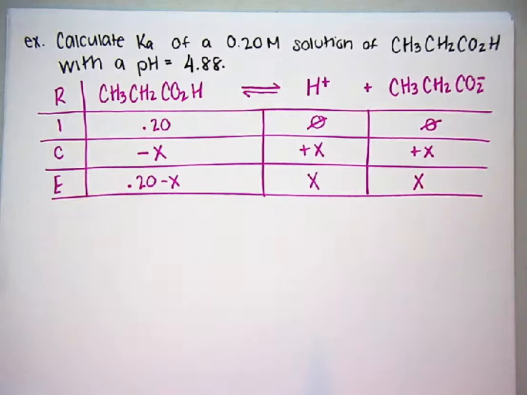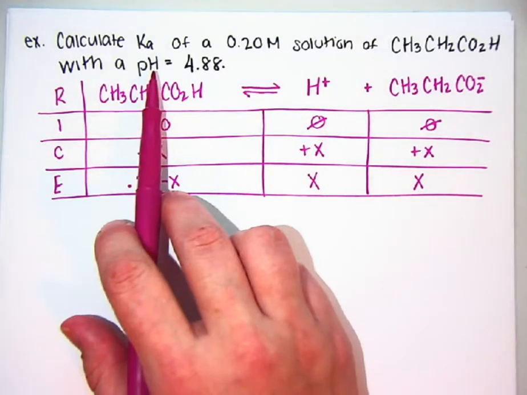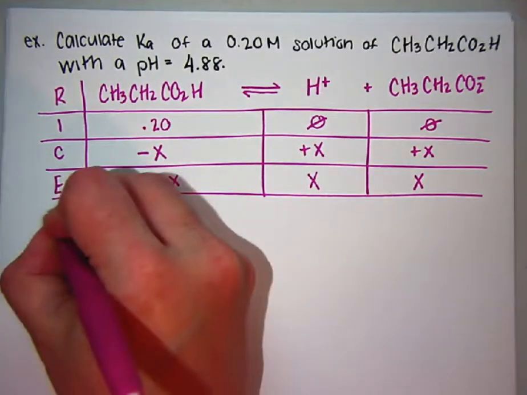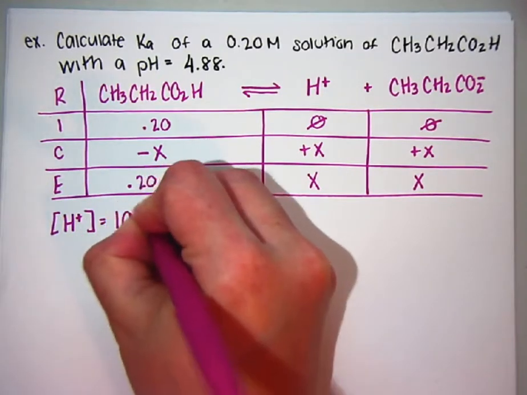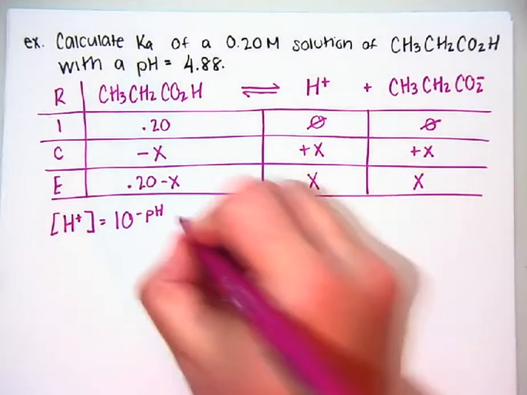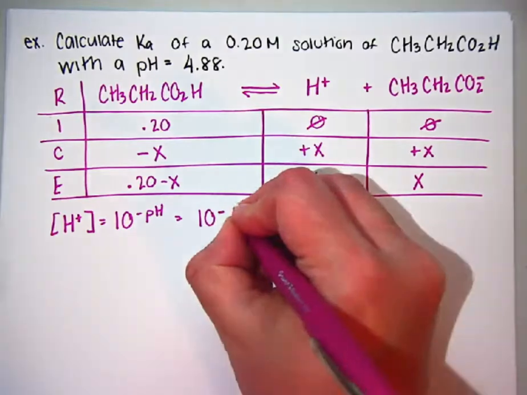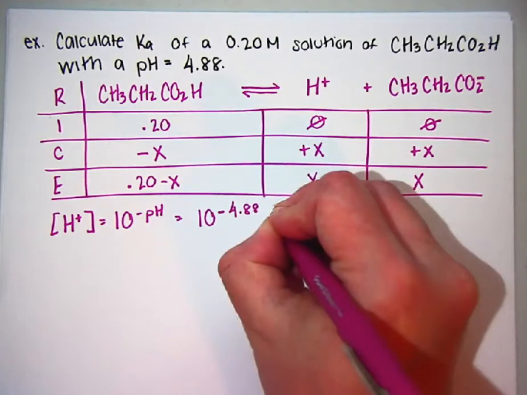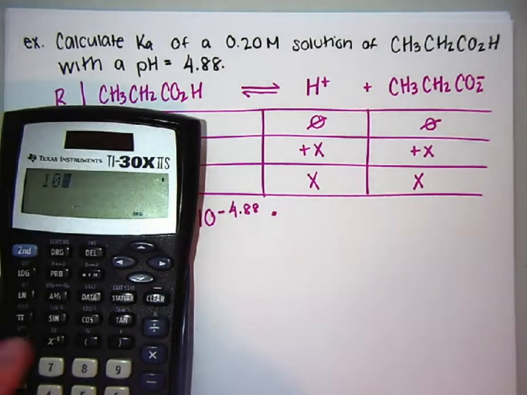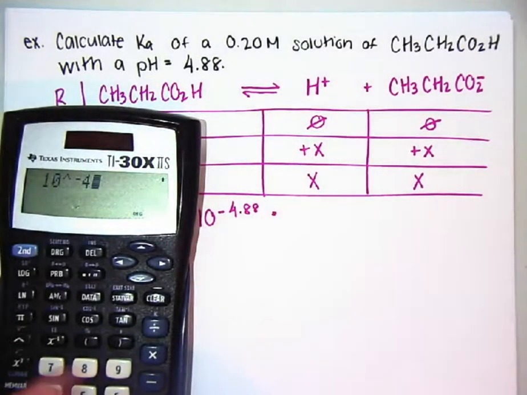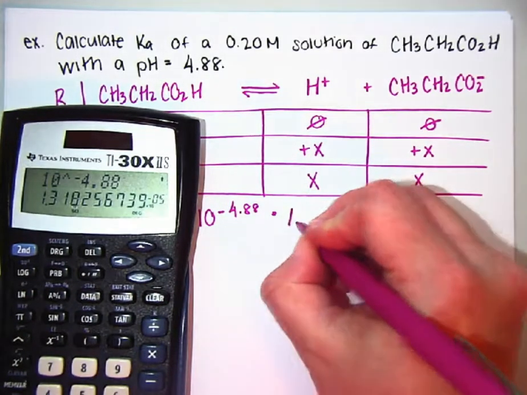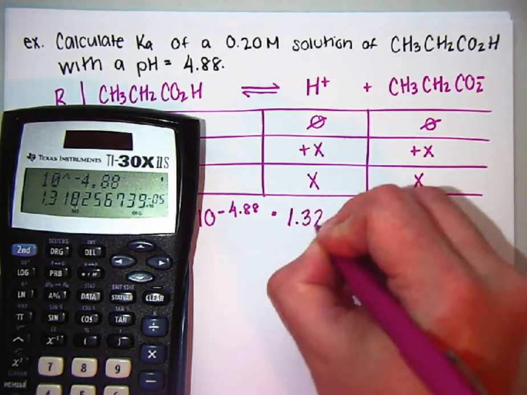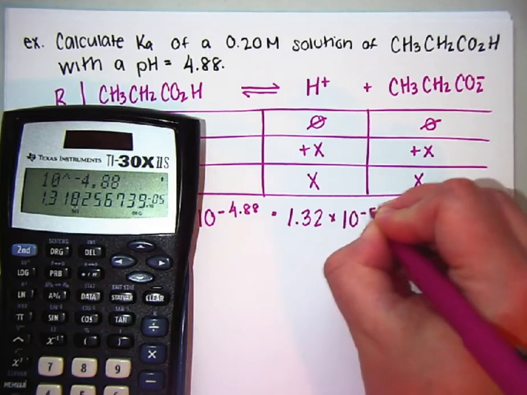All right, so we need to solve for X. We're going to start by using pH to calculate the hydrogen ion concentration. The concentration of H plus is equal to 10 to the negative pH. 10 to the negative 4.88 is about 1.32 times 10 to the negative fifth.